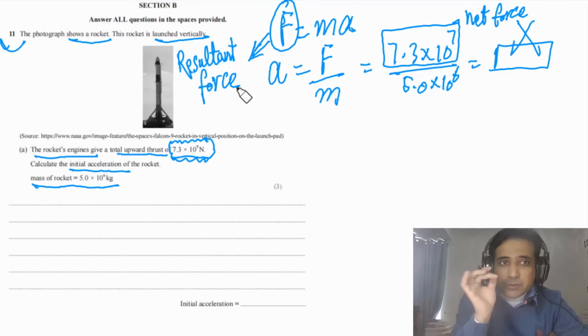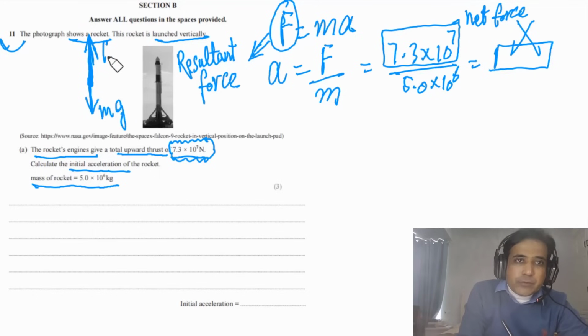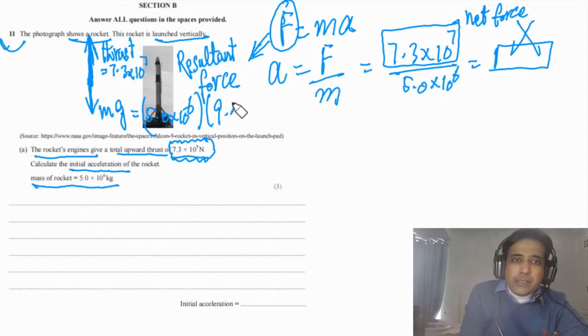So in order to answer this question, first of all, we can sketch the free body diagram. There are two forces acting on the rocket. One is the weight of the rocket, so this is mg, acting vertically downwards, and there is the thrust force. The value of thrust is given to us, 7.3 times 10 to 7, and the value of weight is 5.0 times 10 to 6 multiplied by 9.81. So we need to find the acceleration.